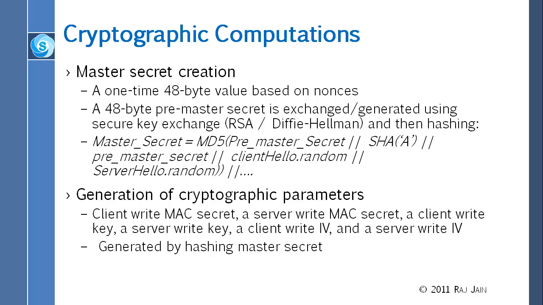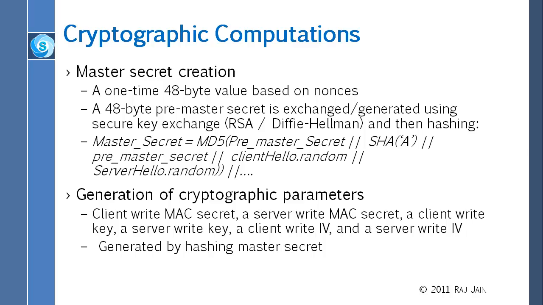And then the cryptographic parameters. The first is the client write MAC secret. Sorry, this is the key that the client will use to compute MAC, the client's MAC key. Then a server write MAC secret, that is the server's MAC key. A client write key, that is the client's encryption key. Server write key, the server's encryption key. Client write IV, which is the initialization vector, and a server write initialization vector.